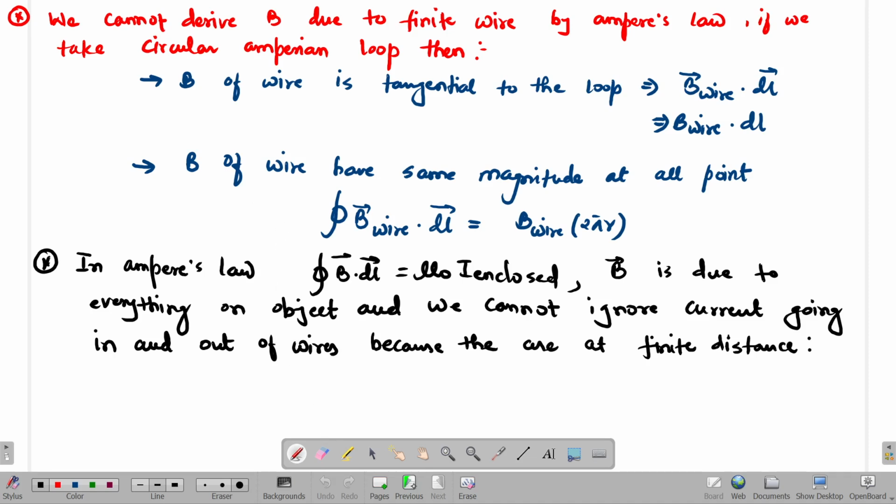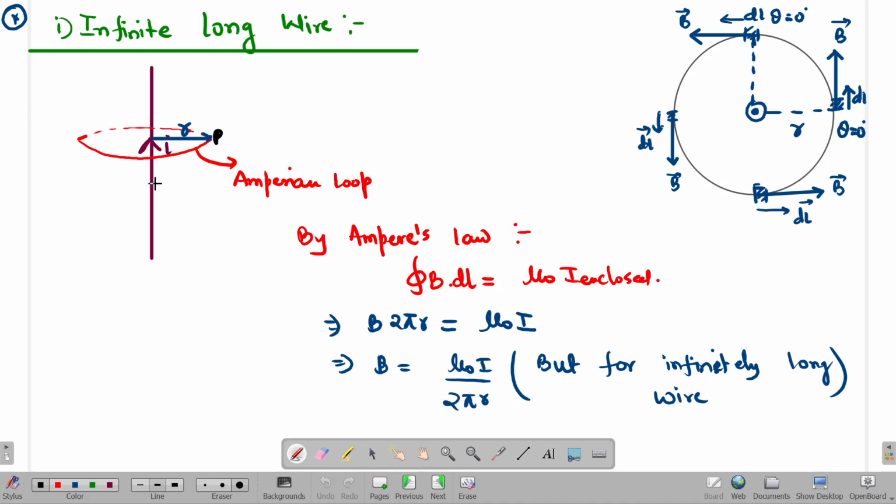So that's what I'm saying. B is calculated due to every part of current, whether it is going up, down, or whatever it is. So at point P, if you want to determine B according to Ampere's law, it will not say whether the current is going up or down. You have to include both of them. Are you able to get me or not?